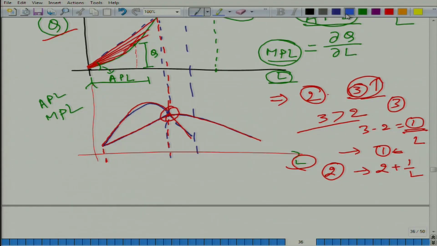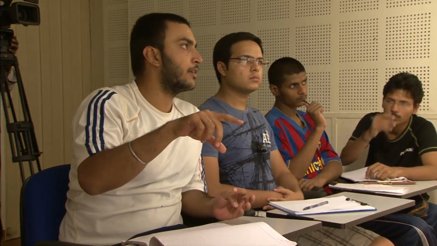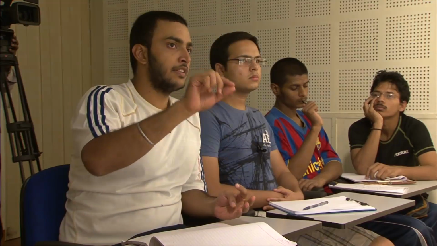Let's look at it here. Average is maximum only at this point, not everywhere. But we are talking about all the positions where MPL, that is marginal product of labor, is greater than average product of labor. Sir, what I am saying is that MPL should cut the APL graph at that point. I am saying the reason for that. It is because the average is maximum.